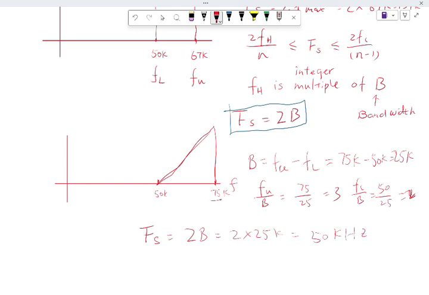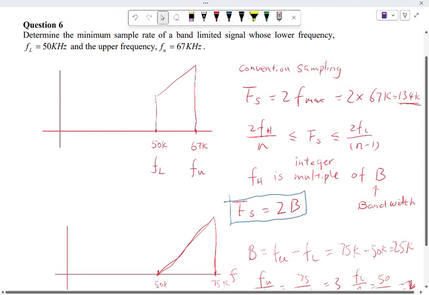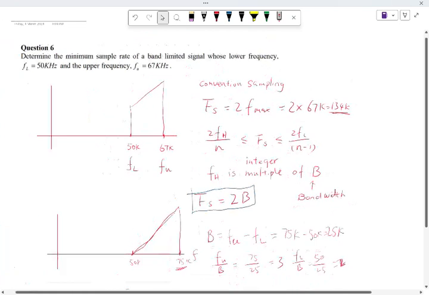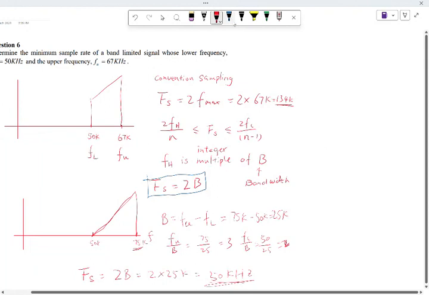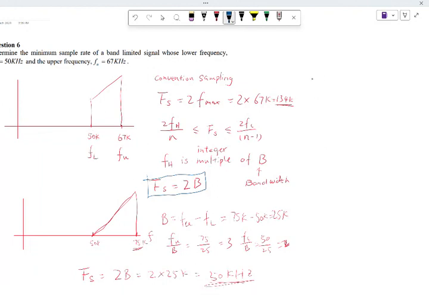Compared to double the maximum frequency, this is a much lower frequency, but you still keep everything here, nothing is lost. So that's the bandpass theorem. If we go back to our case, what if you don't have an integer multiple of the bandwidth? The bandwidth in this question is 67 minus 50, which is 17K.